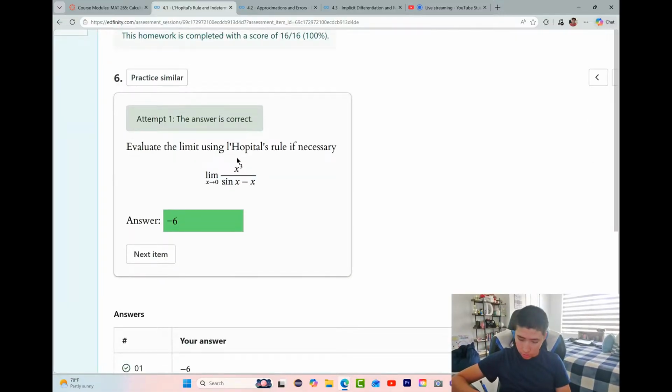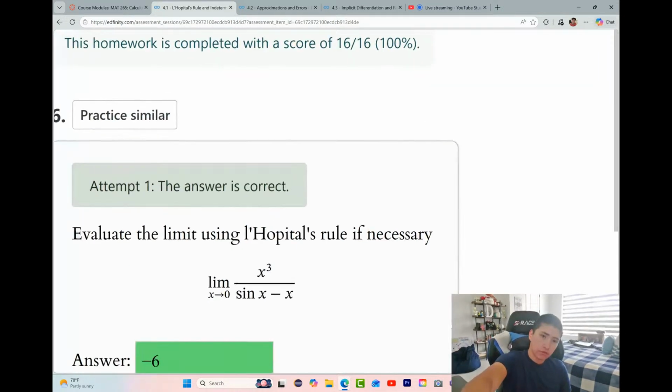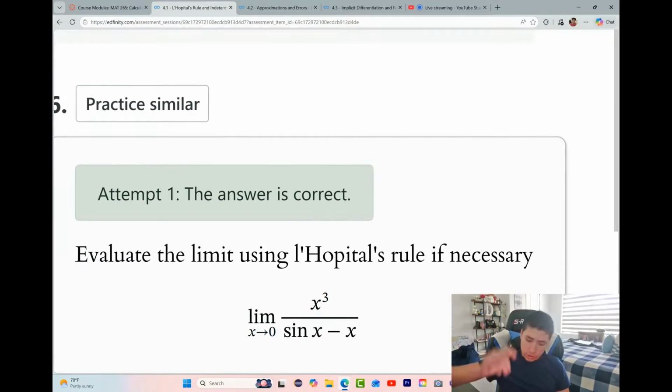So we have the limit as x tends to 0 of x to the power of 3 over sine of x minus x. I'm not gonna see the answer. So let's see. If we plug in 0, do we get an indeterminate form? We get sine of 0, which is 0. 0 minus 0 is 0. So we get 0 over 0. Yes, that's an indeterminate form.